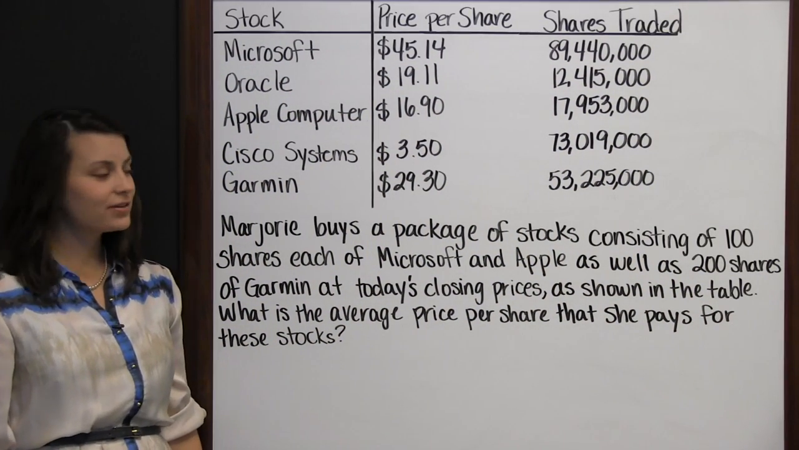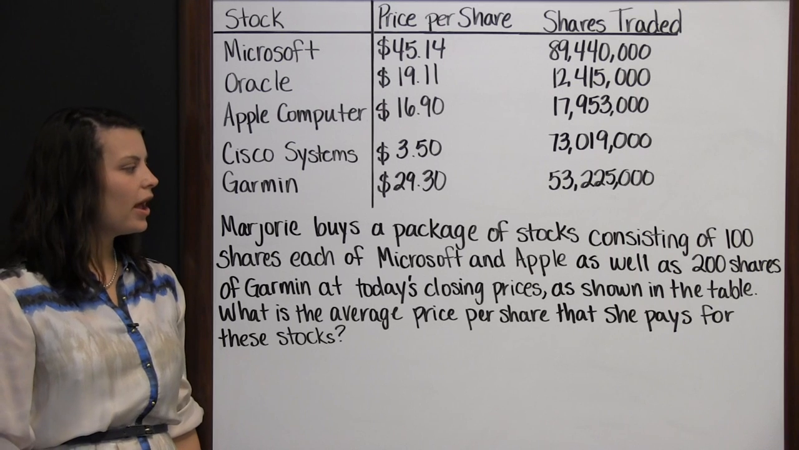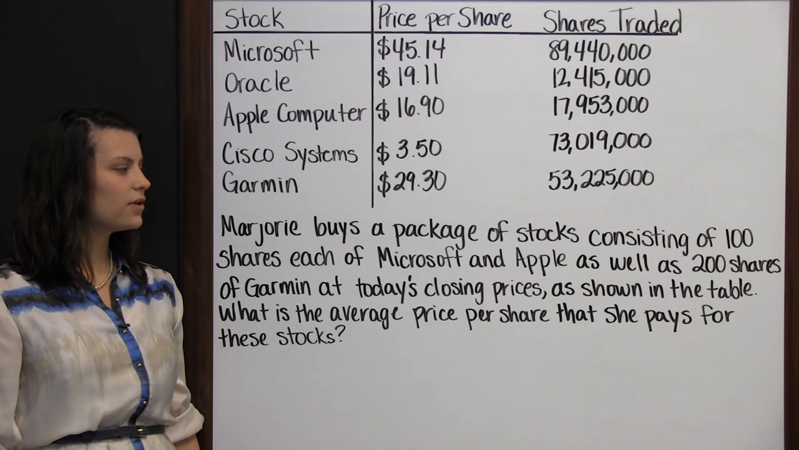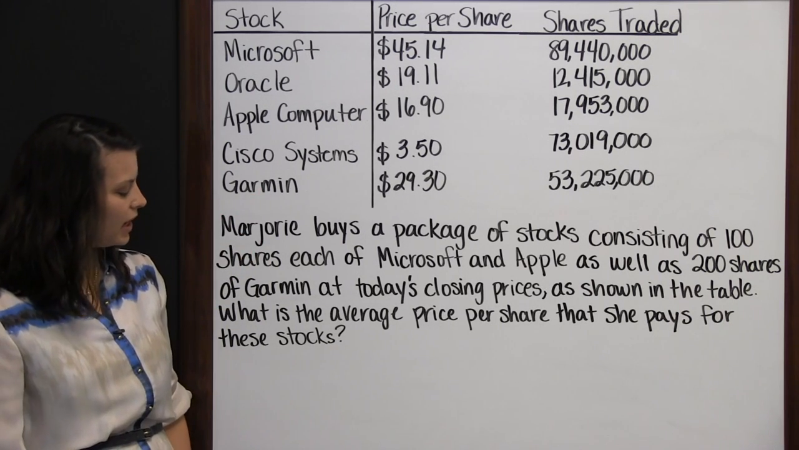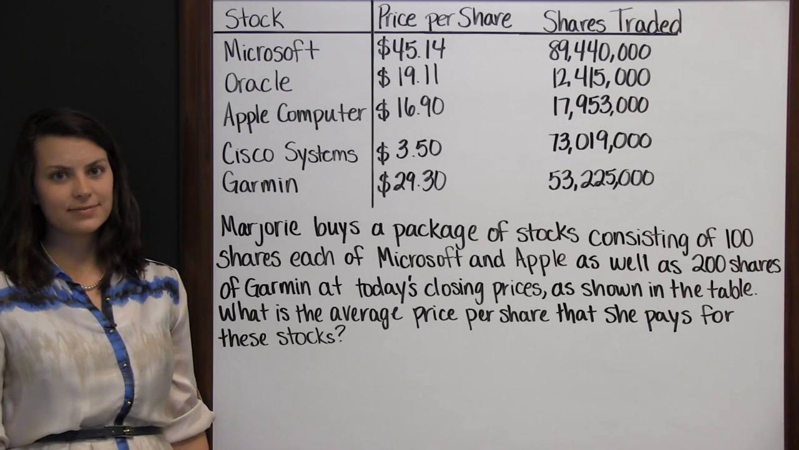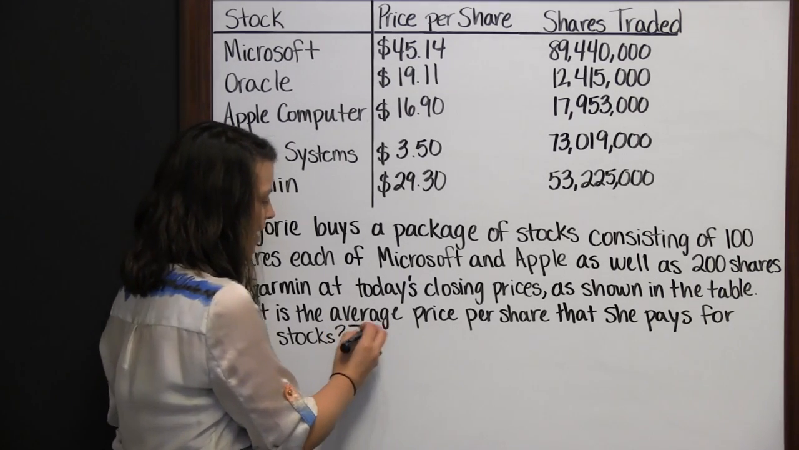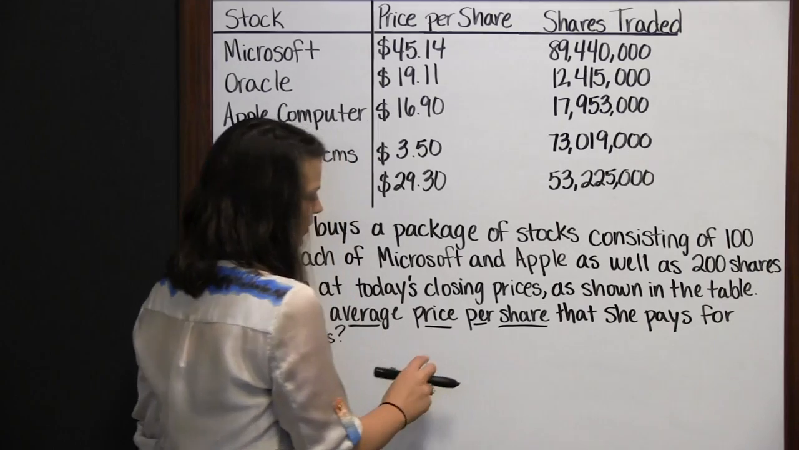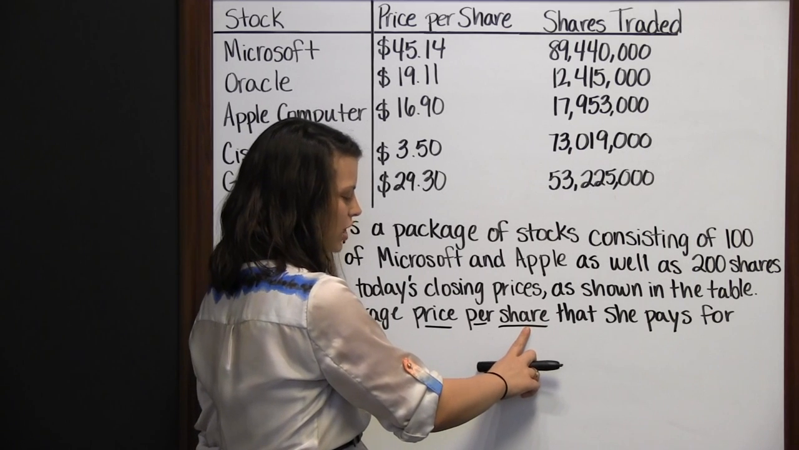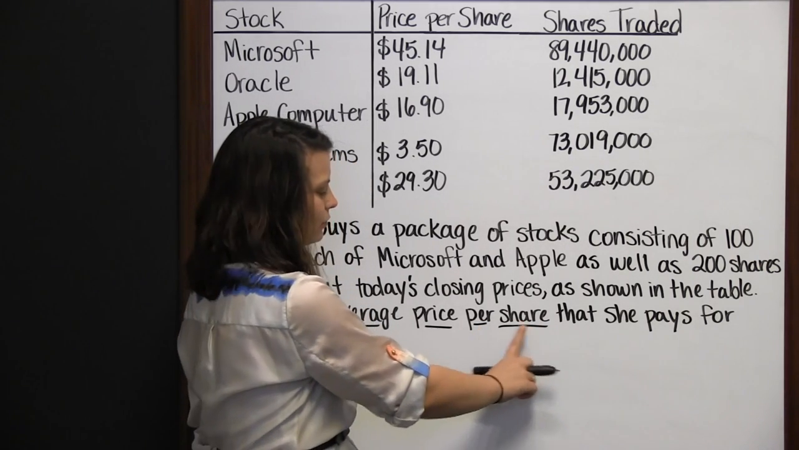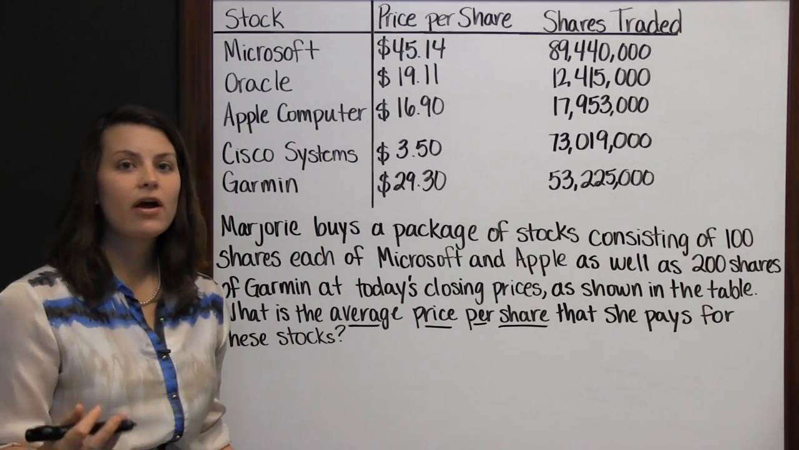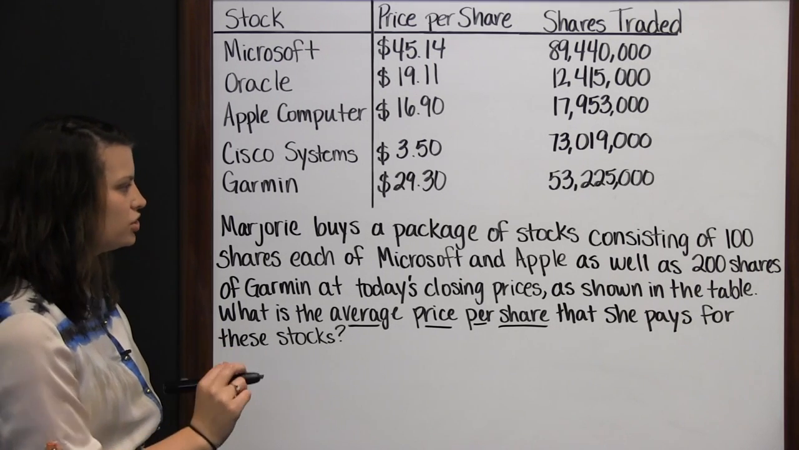Marjorie buys a package of stocks consisting of 100 shares each of Microsoft and Apple, as well as 200 shares of Garmin at today's closing prices as shown in the table. What is the average price per share that she pays for these stocks? To find this average price per share, first, I need to find the total price. Then I have to find the total shares and divide, because this is a ratio, price per share: price divided by shares. So first I'm going to figure out how much money she spent on these shares.